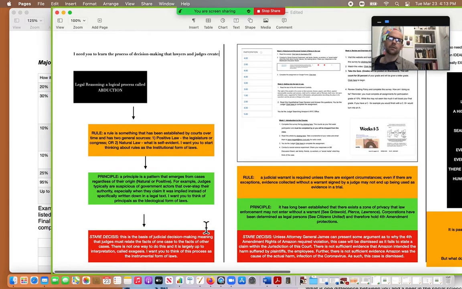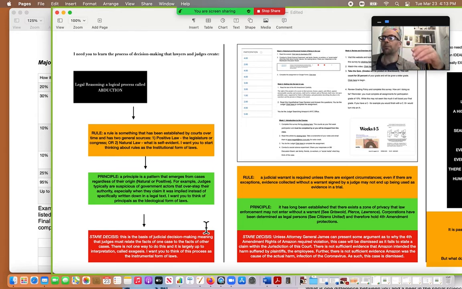Then there's this conclusion, right? And this is what students tend to follow before they get to this class. So if you think of something like separate is never equal, that's a conclusion. That's not part of the rule and that's not part of the principle. So this is complicated, and this is the most complicated part of the course and the one that I think you're going to have the hardest time with.